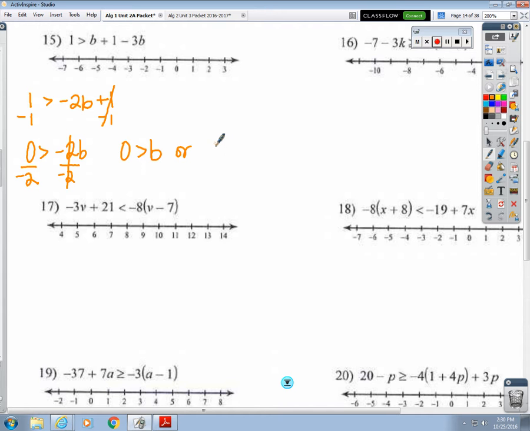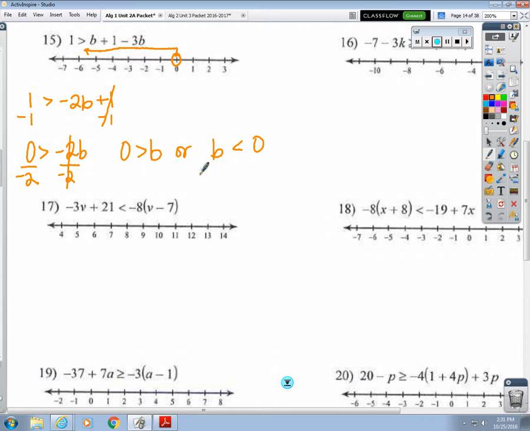Or couldn't that be rewritten like this? Think about it. If you rewrite it so that the letter comes first, you need to make sure the sign is still eating what it was eating before. It was eating the 0, so it still needs to eat the 0. So now we circle 0. Is it open or closed? Open, and then which way do we go? Left. Everything less than 0 would work.